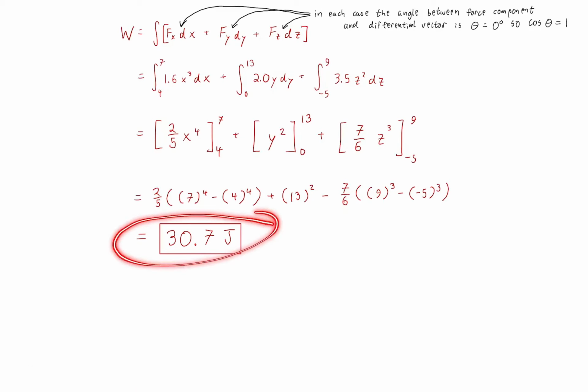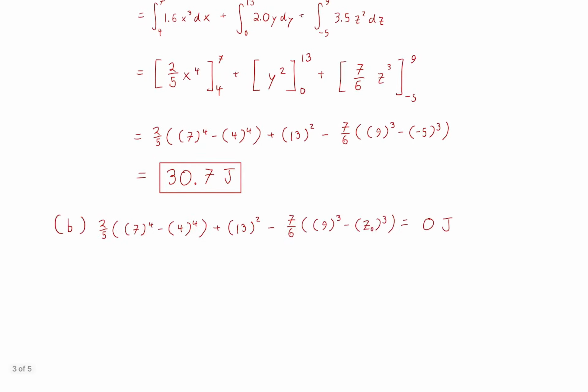So here's the total amount of work done by this force over this particular displacement, okay? And it's 30.7 joules. If we'd moved to any different final position of x, y, and z, we would have had a different number here, okay? But notice how we can just split it up over those different components, okay?